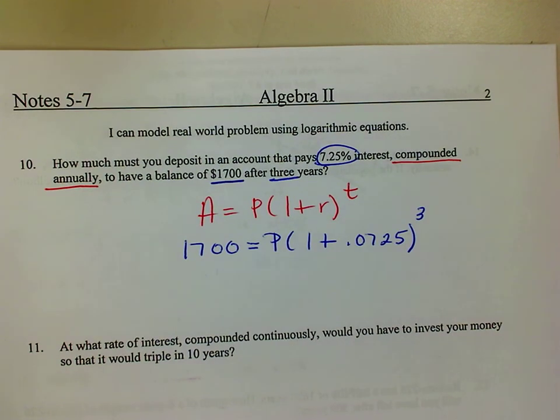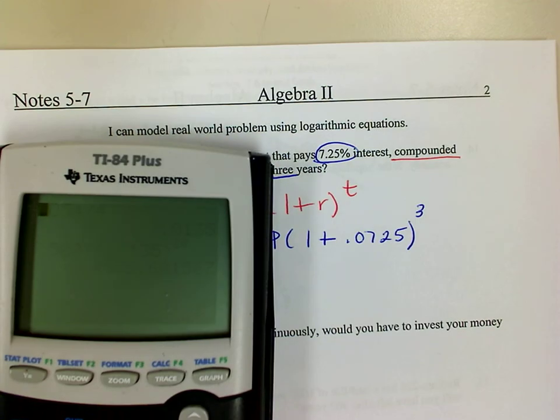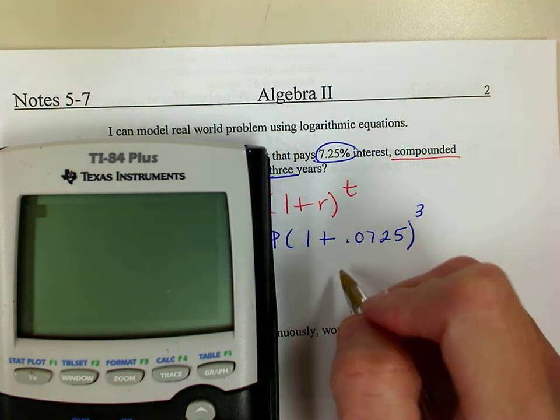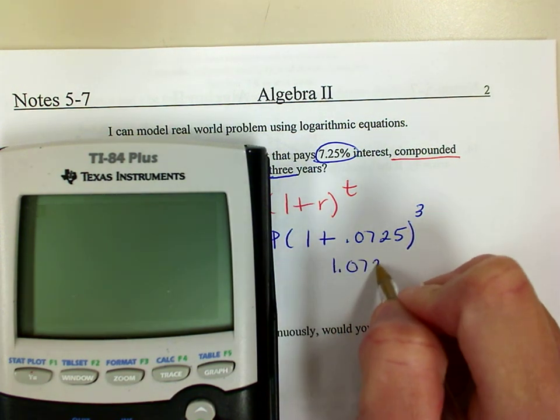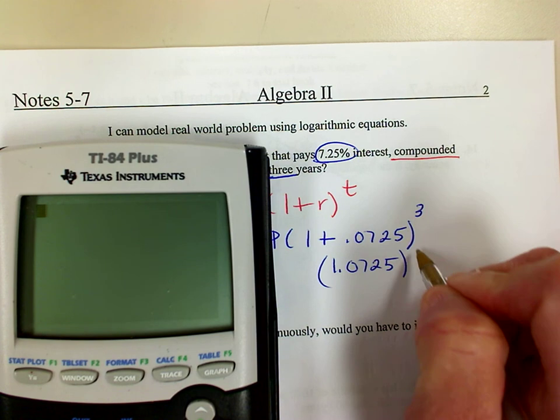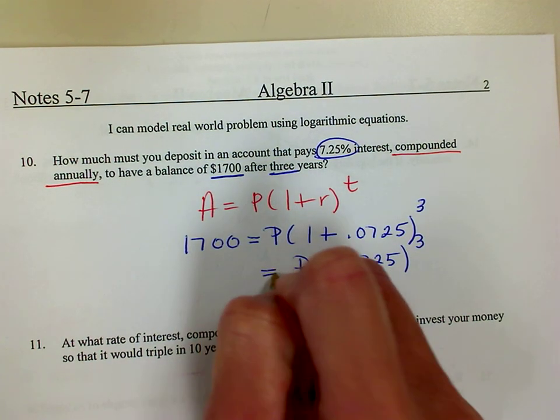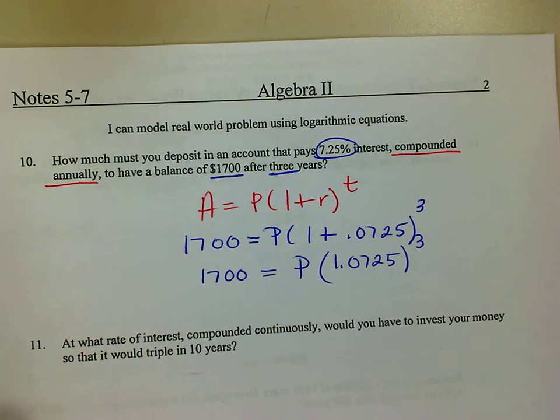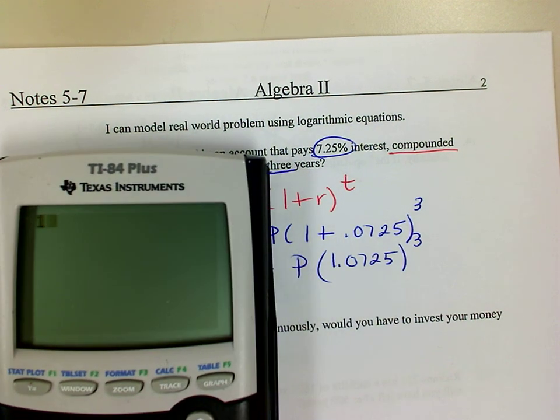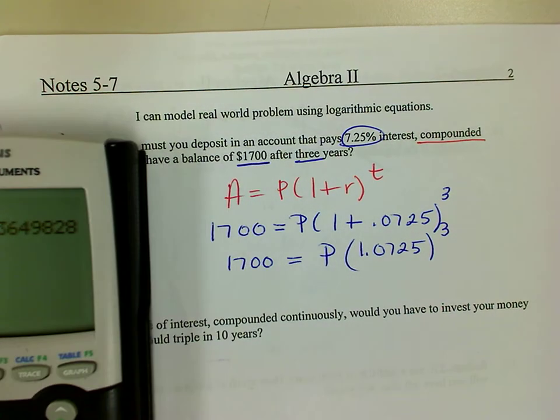Okay, this time the variable is not by itself, so we're going to have to do some working backwards. So what I'm going to do first is this becomes 1.0725, and then I'm going to figure out what that is. Okay, 1.0725 to the third power.